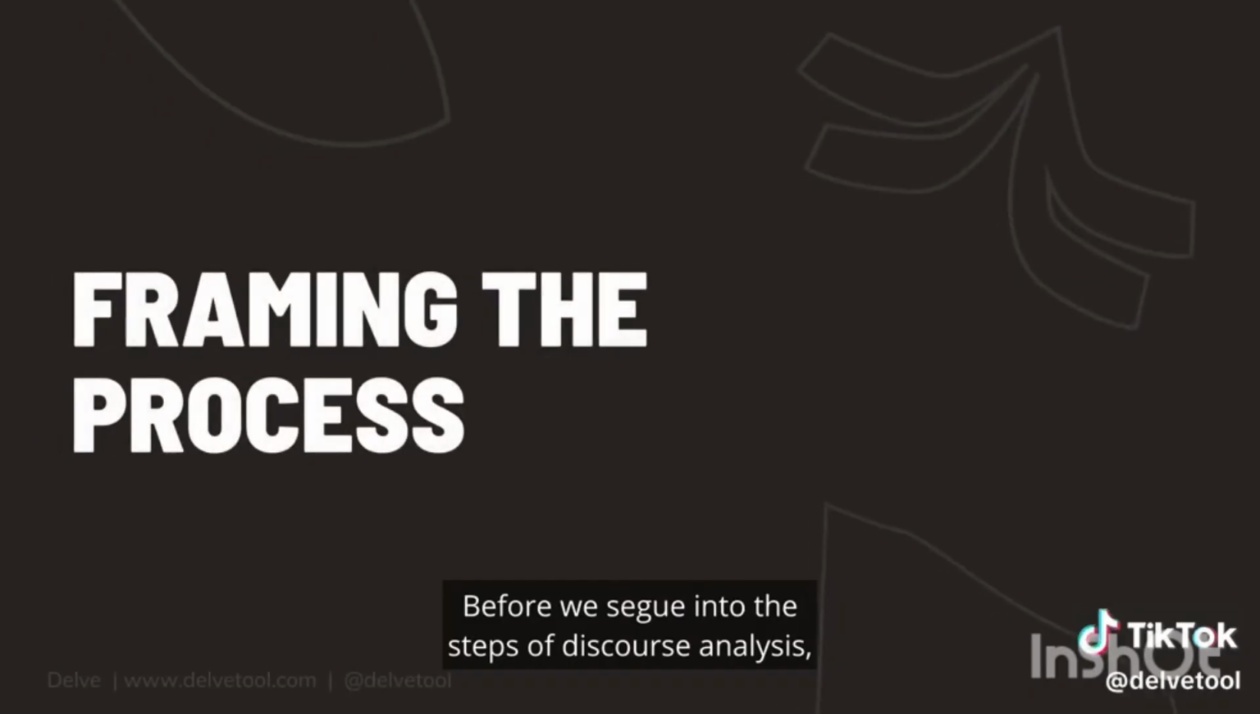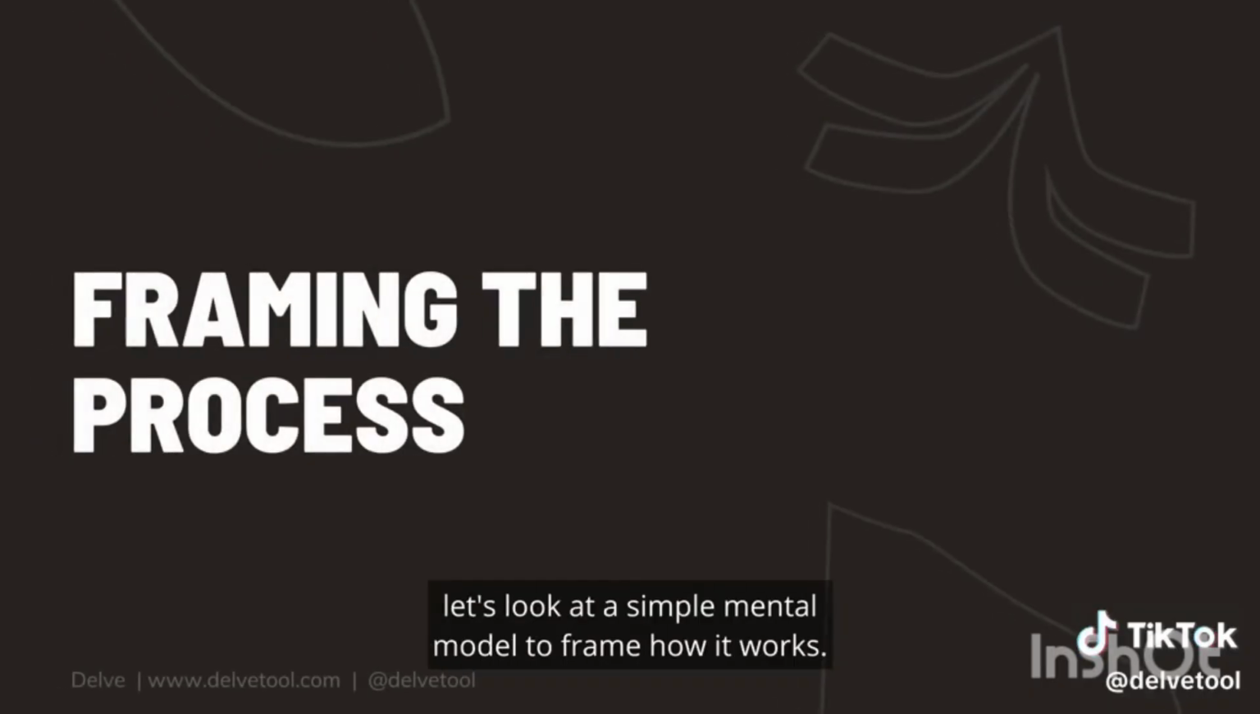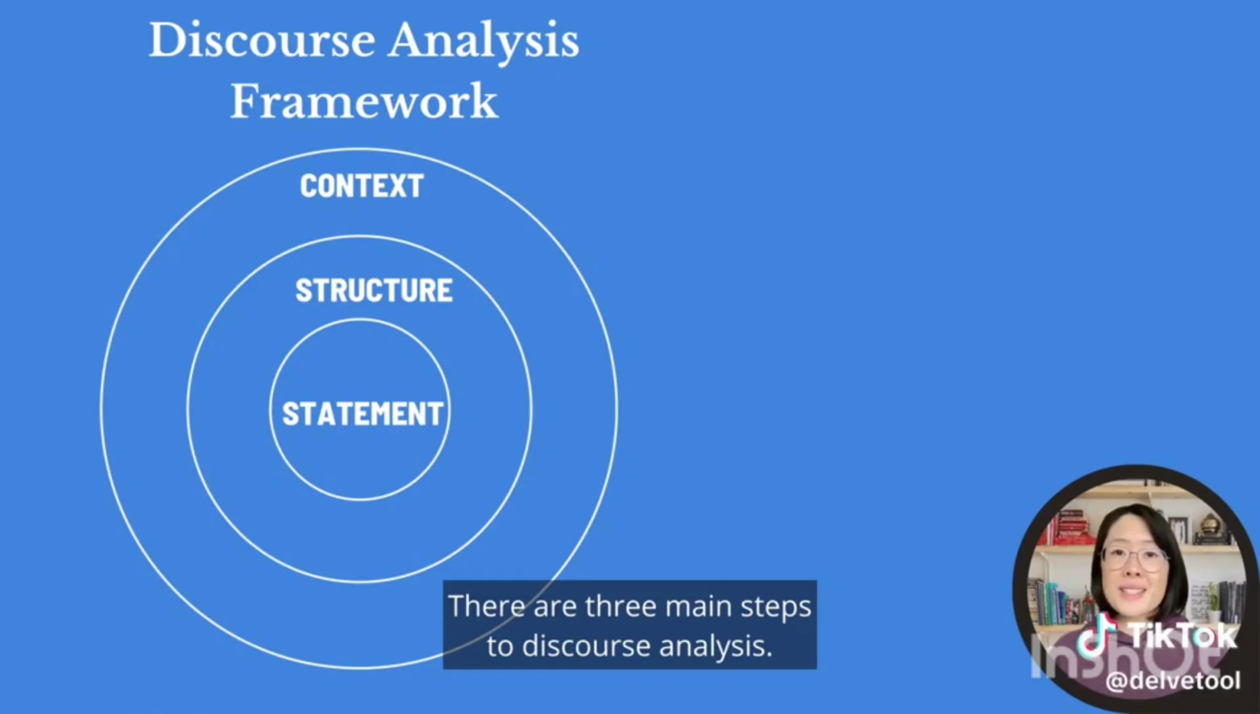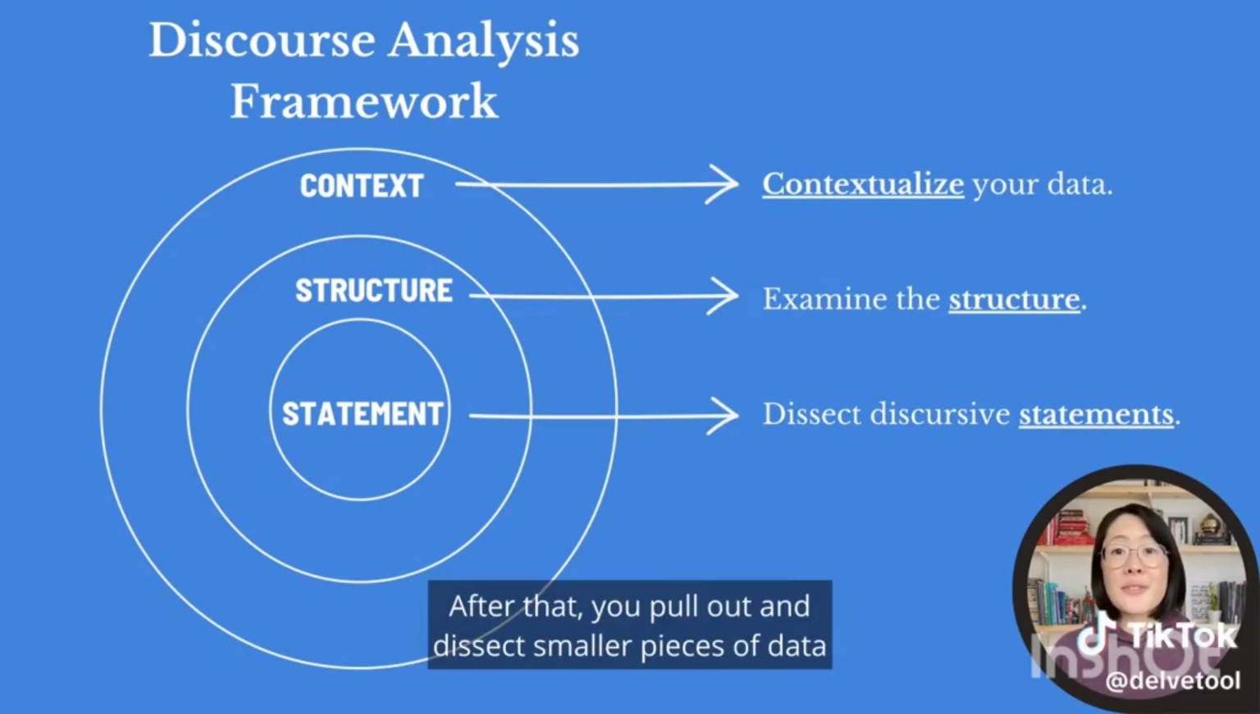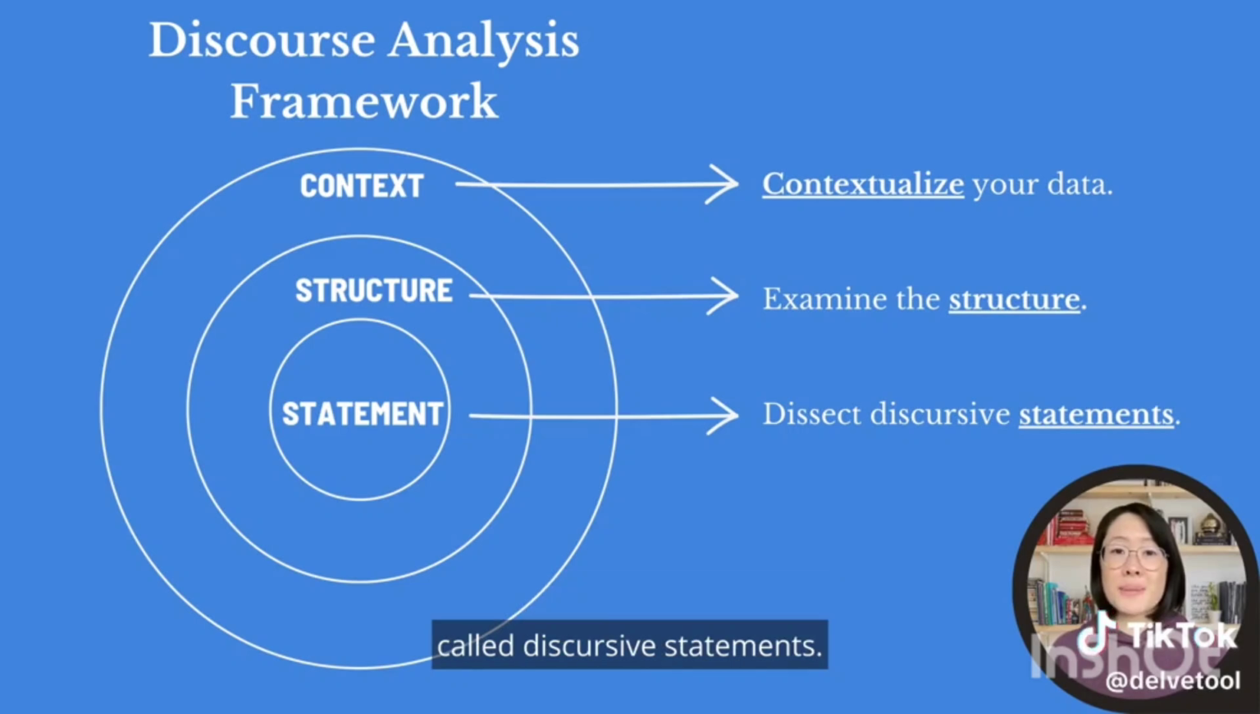Before we segue into the steps of discourse analysis, let's look at a simple mental model to frame how it works. There are three main steps to discourse analysis. First, you contextualize your data. Then you look at the structure of it. After that, you pull out and dissect smaller pieces of data called discursive statements.